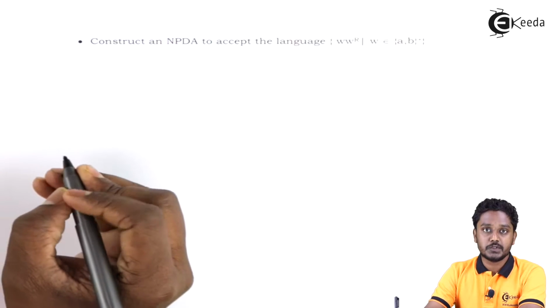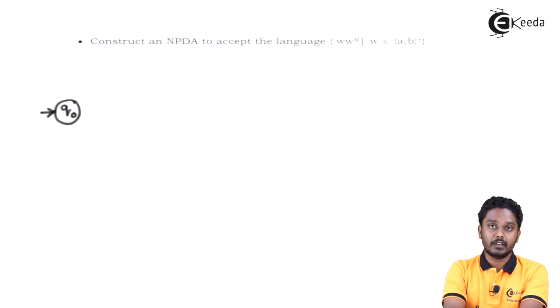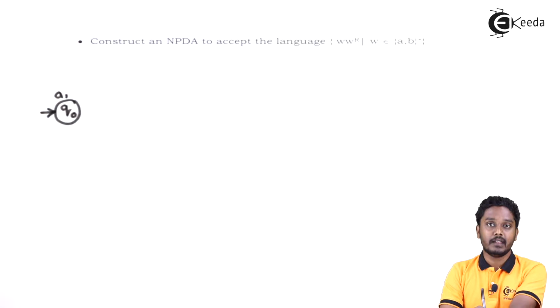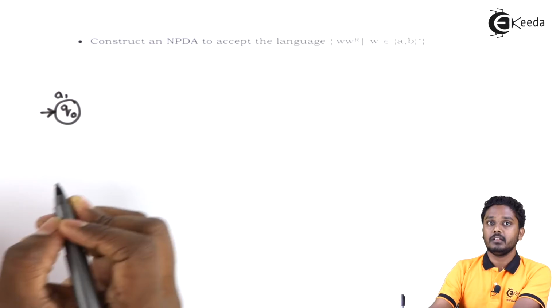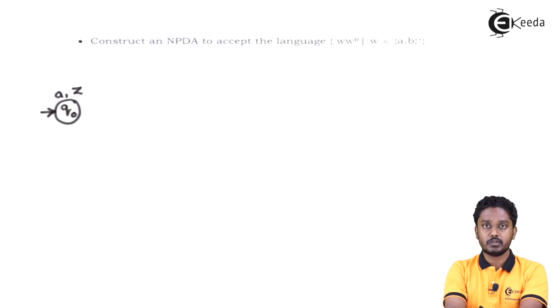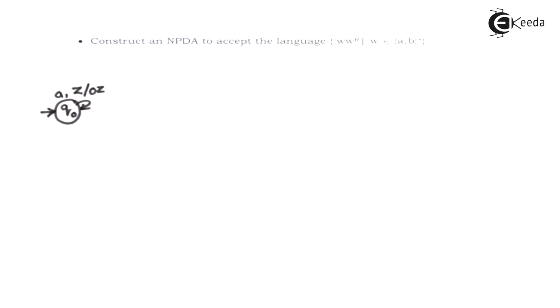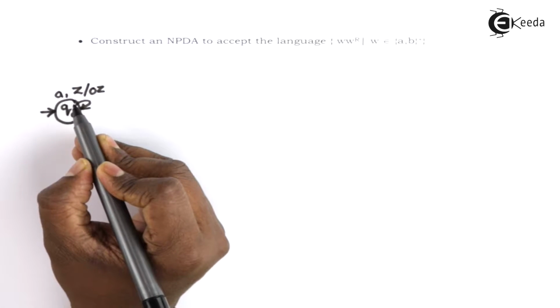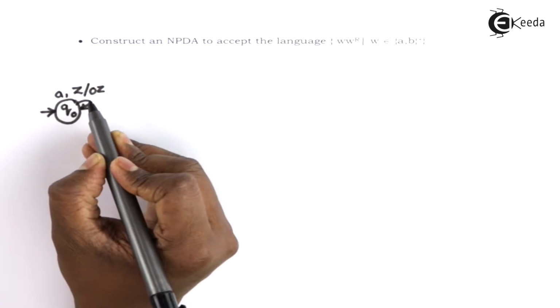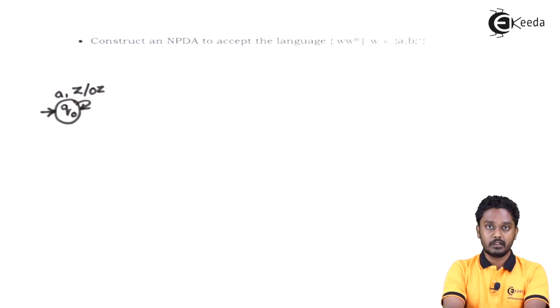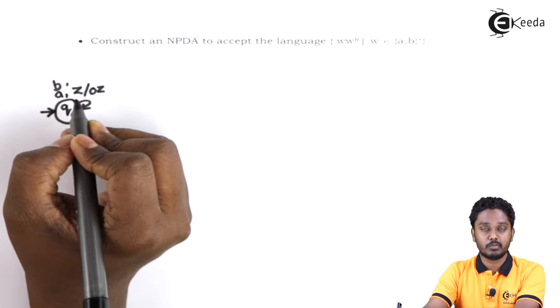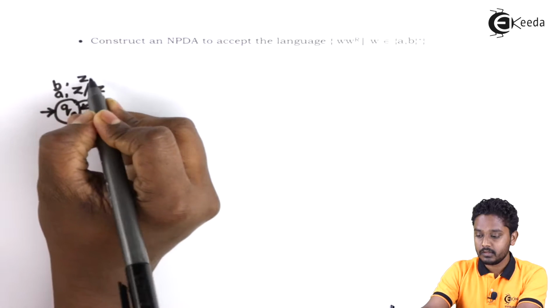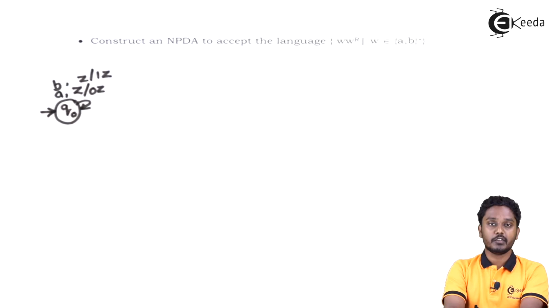Taking up initial state Q0, suppose we start with the string with the A, and let's say Z is the input on the stack. We need to count it. So let us say we are pushing a 0 to remember A. This will become our first transition. That is, on an A with Z as the top symbol on the stack, I'll be pushing a 0. Similarly, if I'm getting a B and Z on the stack, I'll push a 1.